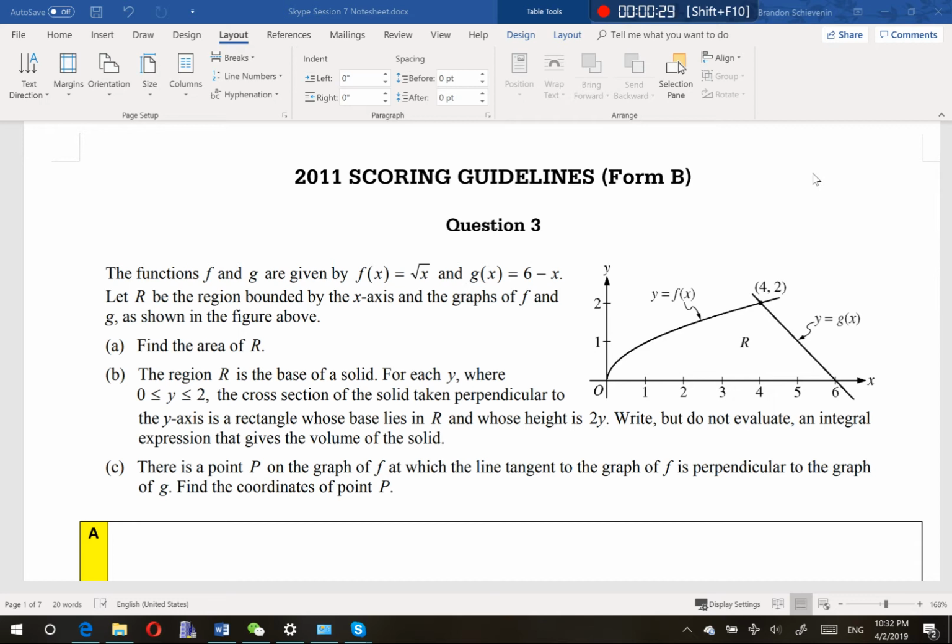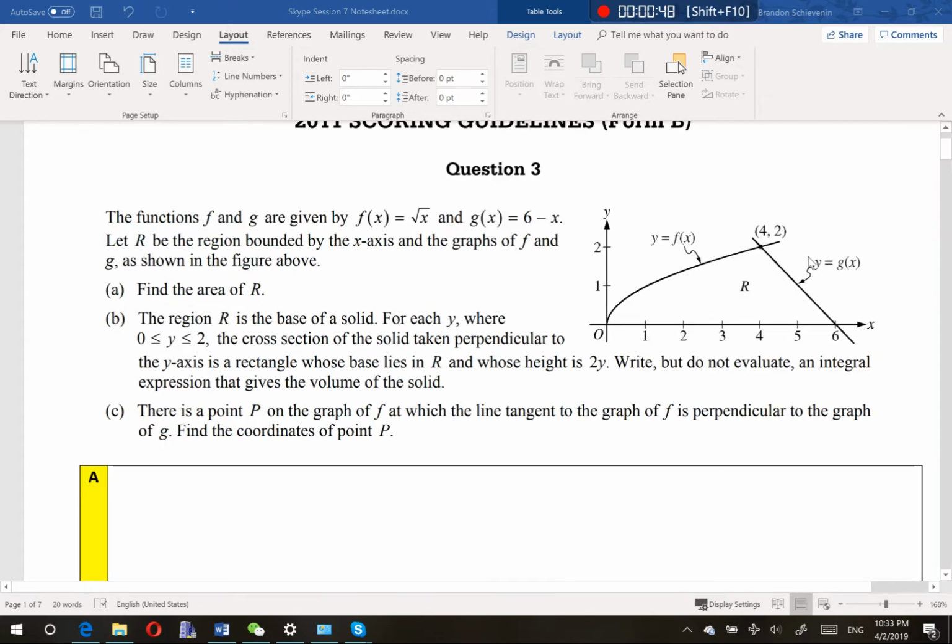I've got two functions, f and g. f is the square root of x, and g is 6 minus x, given in the picture up here. R is the region bounded by the x-axis and the graphs of f and g. First part, they want us to find the area of R. What do I have to do to get the region between these three curves? Integrate from 0 to 4 and then add the triangle.